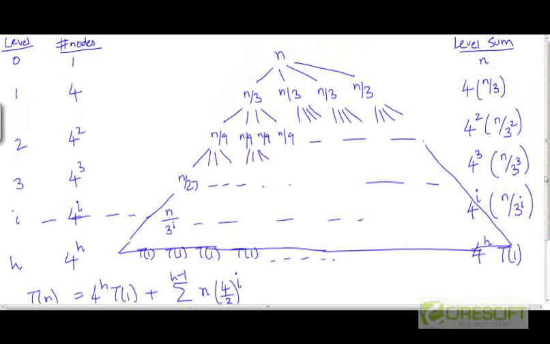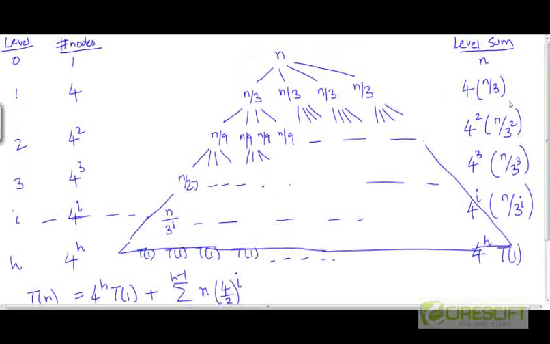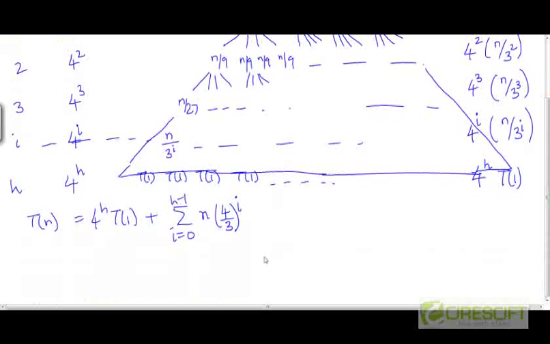And that's what it is. At i equal to 1, we're going to get 4n by 3, and that's the second term for level 1. Now again, we need to express h in terms of n.